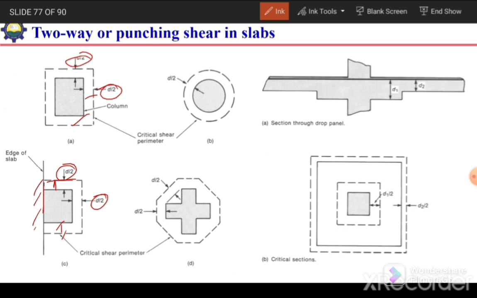So only the critical section will be on three sides. And in case of circular columns, that critical section will be at a distance d/2 from the face of the column. And this d is actually the effective depth of the slab. And in case of a column with this star shape or plus shape, the critical section will be at a distance d/2 from this face, and from this face.